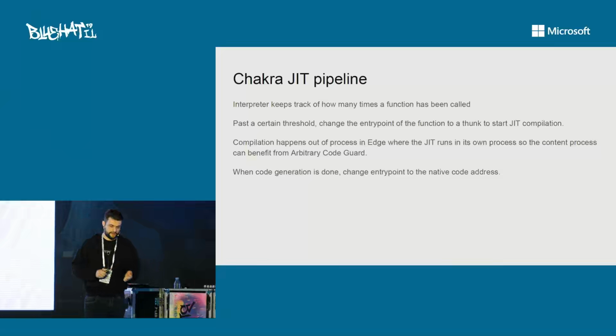The interesting note is that compilation happens out of process in Edge. They move the whole JIT compiler to its own process so that the content process can have arbitrary code guard, which prevents mapping read-write-execute memory. When code generation is done, the JIT server notifies the content process, and you change the entry point to the native code address. So the next time the function is called, you will actually be running the JIT code.